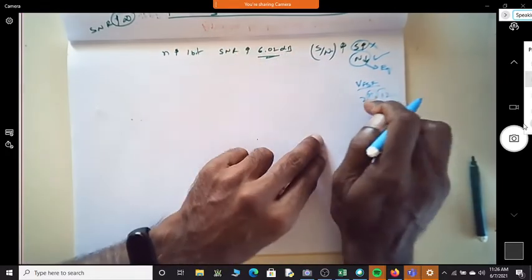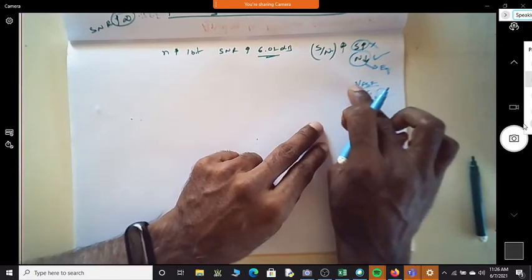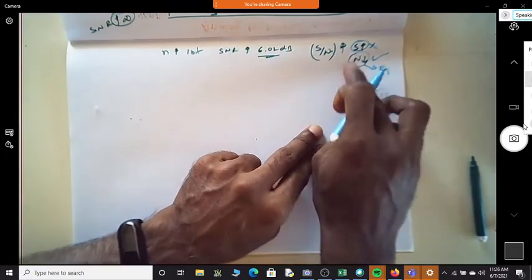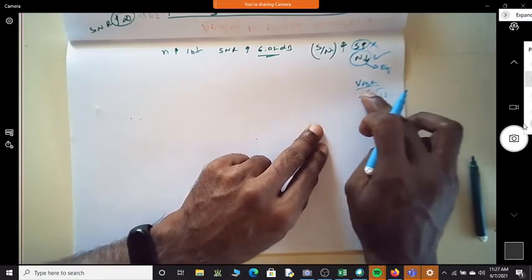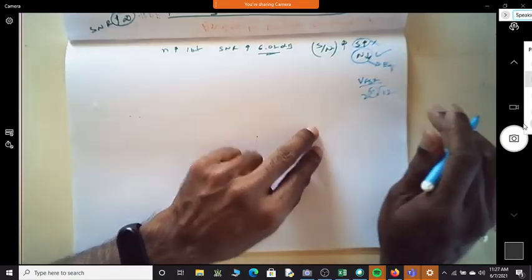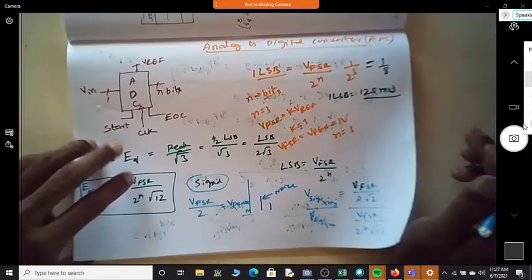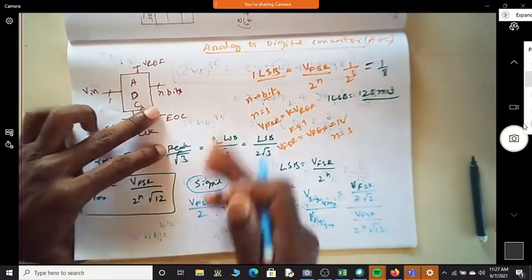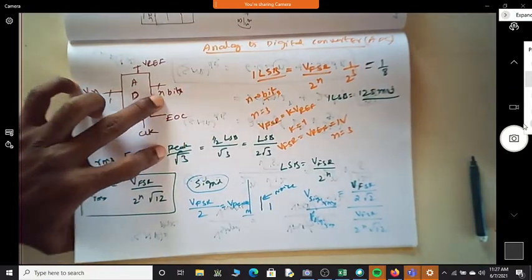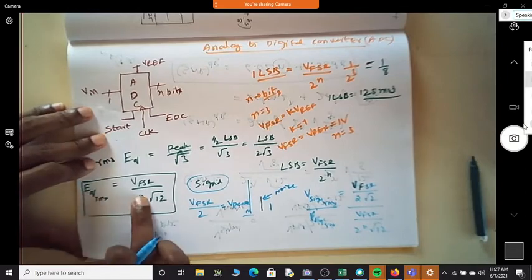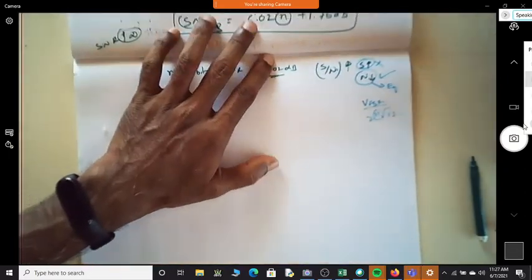So n is a better variable. Increase the value of n, and the noise will reduce. When I say n, it is the number of bits that you are getting at the output. So instead of getting only 3 bits, you get 4 bits, 5 bits, 6 bits. If the number of bits is more and more, then your EQ is lesser.